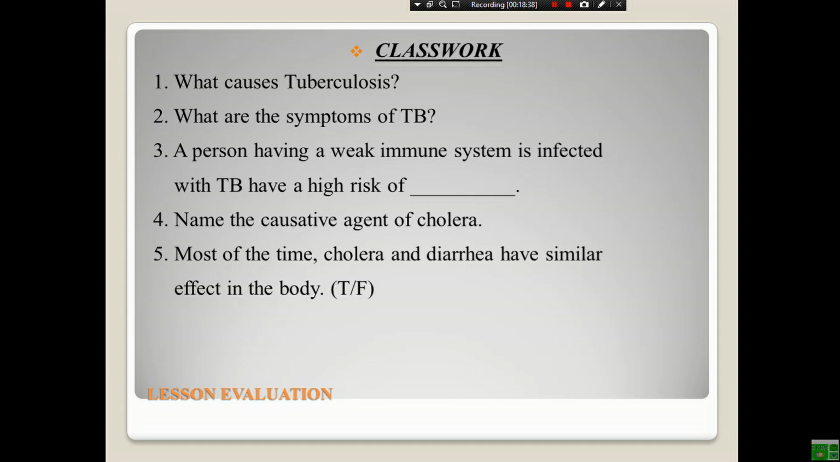Question number 3, a person having a weak immune system who is infected with tuberculosis has a high risk of being fatal or death. Question 4, name the causative agent of cholera. The causative agent of cholera is Vibrio cholerae.